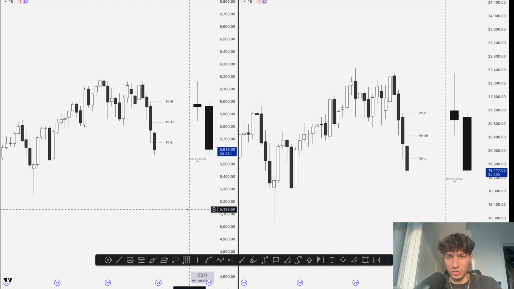A failure to reverse at a key level can signify a continuation signature in the market. This is the logic I'm going to use to break down the trade I took on Nasdaq this morning, netting me just over $7,000 across my funded accounts.